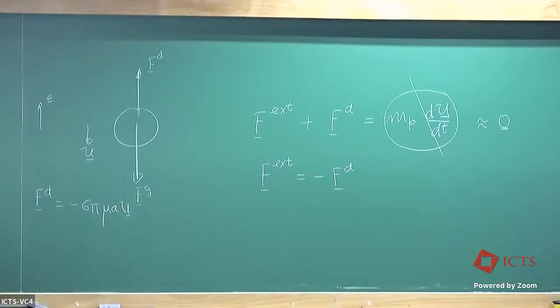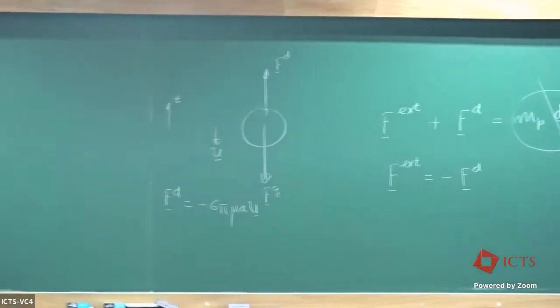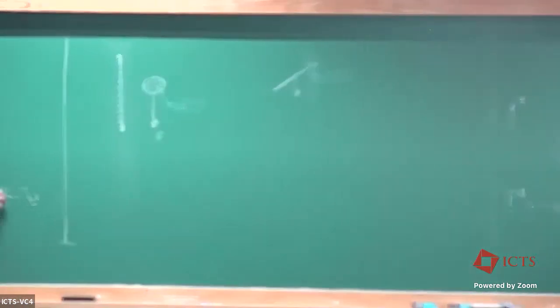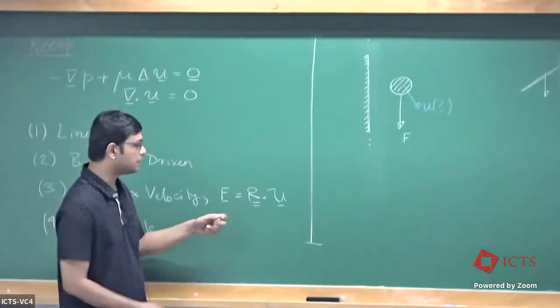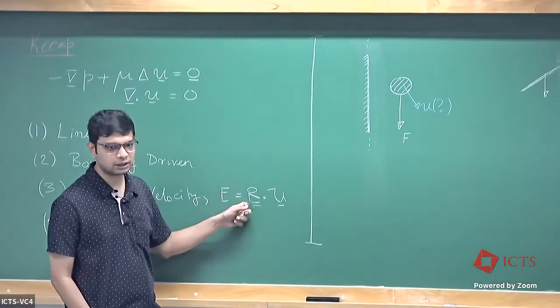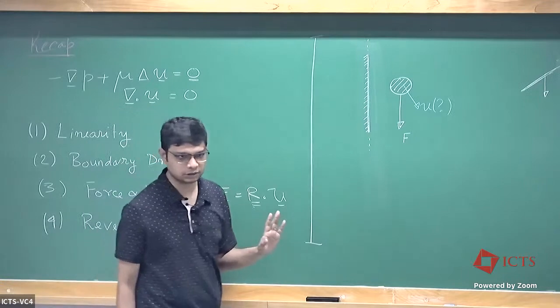So which force is this? Well, this could be the external force. If you're writing this for external force, remember to put a plus sign here. If you're writing this for the drag force, remember to put a minus sign here, because the drag force is acting opposite to the direction of the motion.